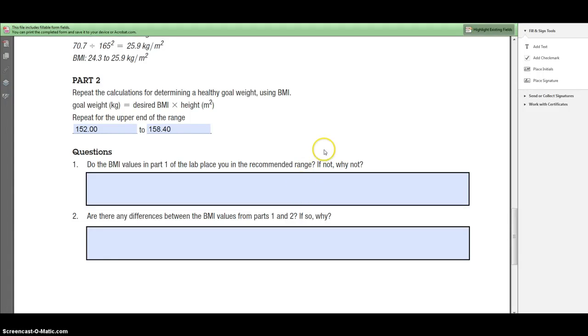And you can fill in questions 1 and 2. So that should go ahead and complete your labs 6.1 and 6.2.